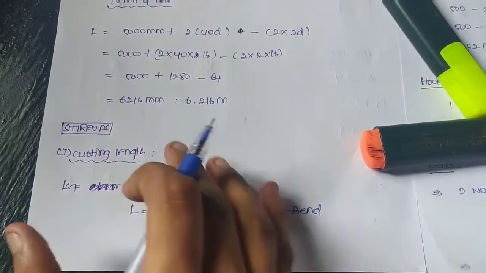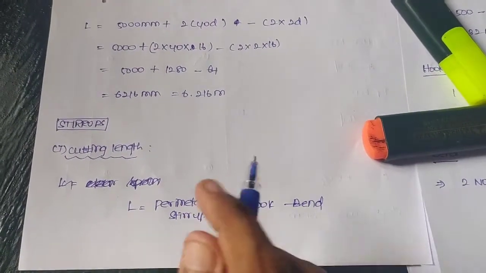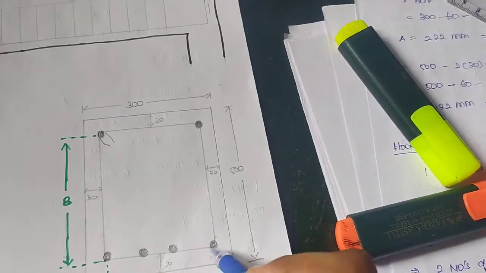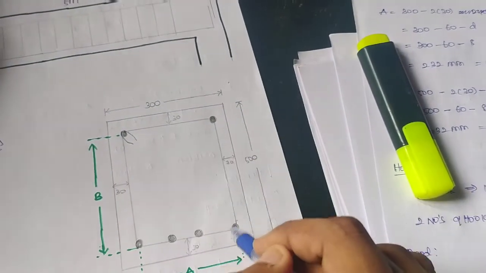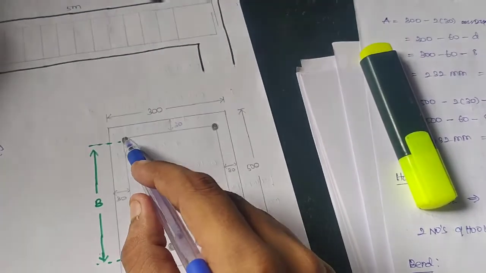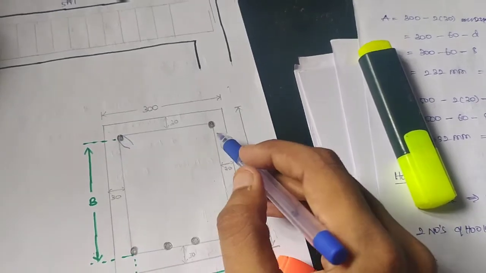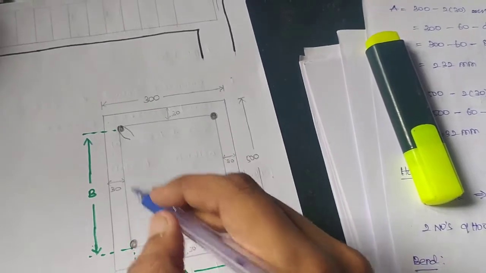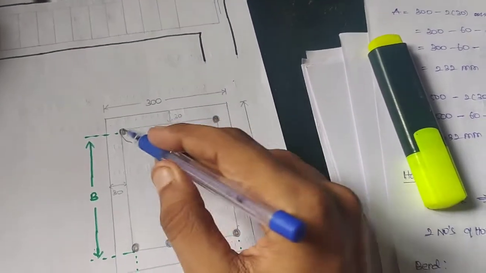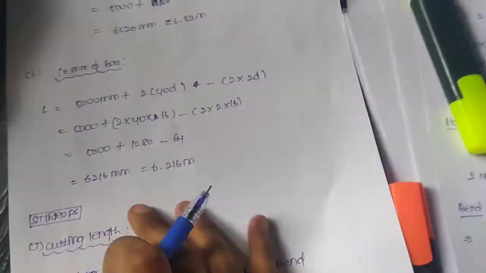I'll tell you how to read it from the drawing itself. That is, the cutting length is equal to, first what is given, the perimeter of the stirrup. Perimeter is nothing but, here it is the stirrup portion, exactly. So adding all these things is called the perimeter. In maths we have studied perimeter is nothing but adding all the portions on all the sides. That is, this portion, this portion, this portion, this portion. It is perimeter. And then hook.